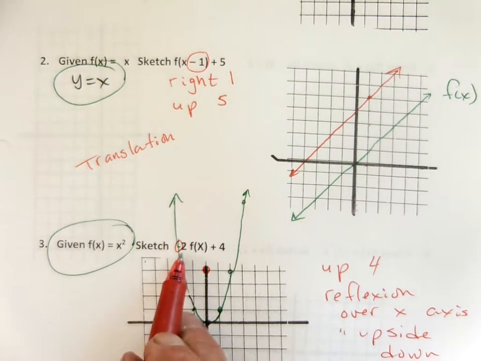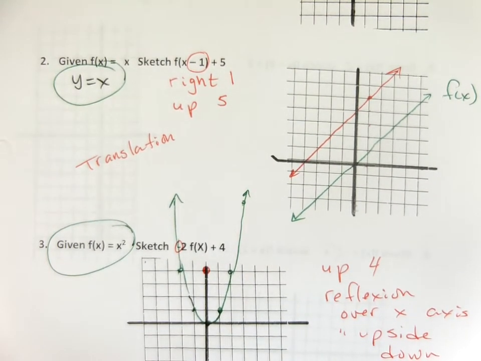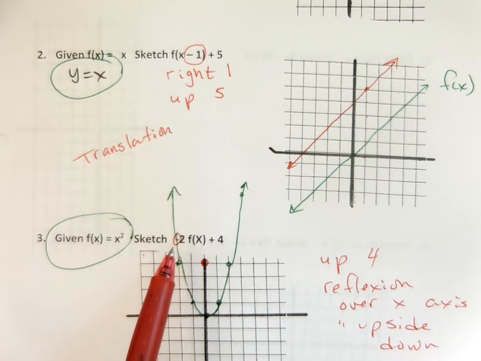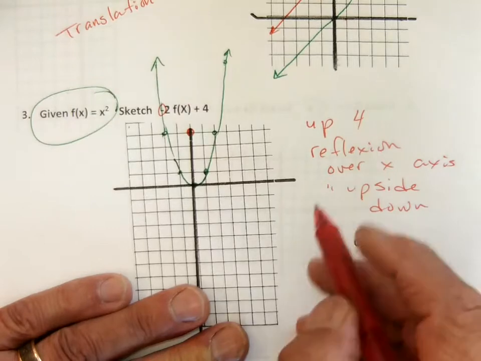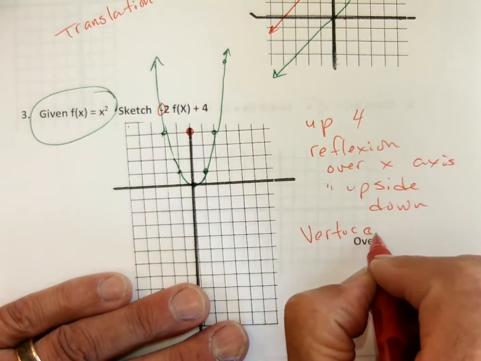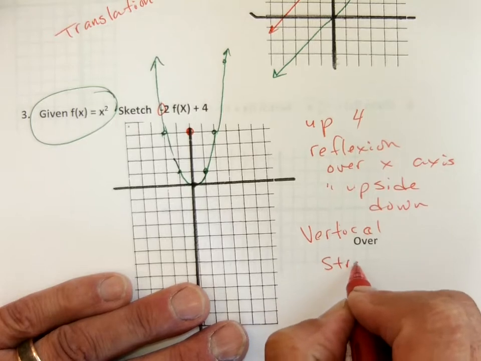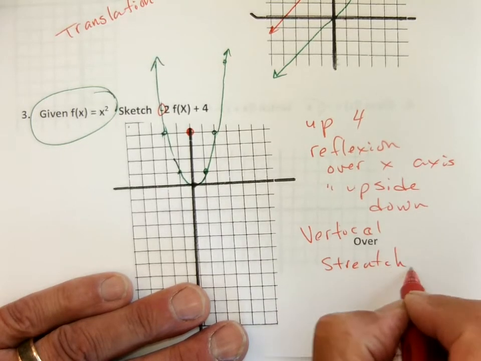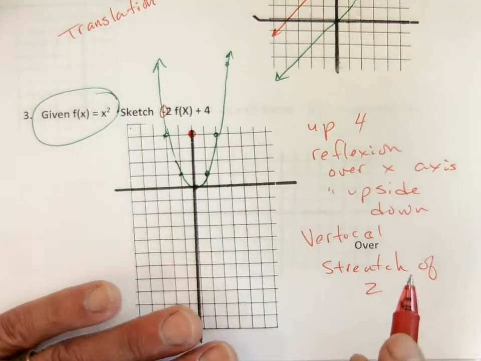And what does the 2 mean? What's the 2 going to do to this graph? Molly? Yes, so it's going to stretch it, okay, a vertical stretch of 2. So I'm going to do a vertical stretch of 2. Okay.